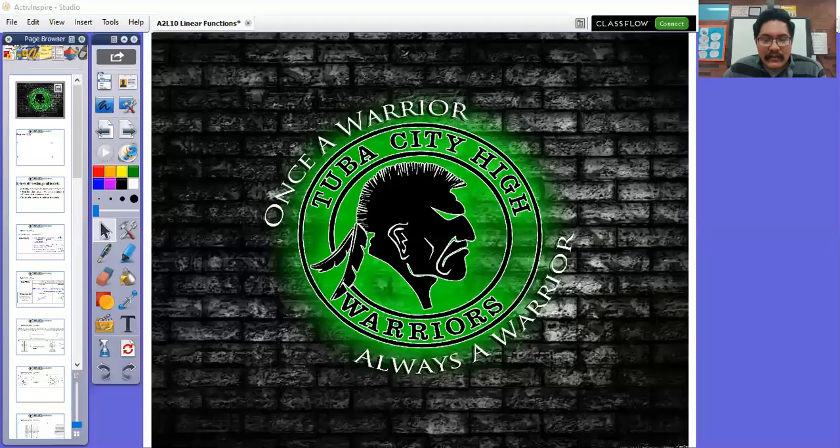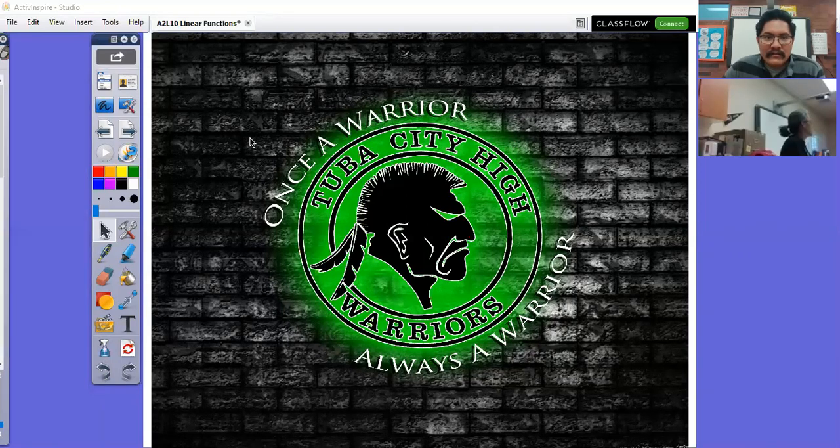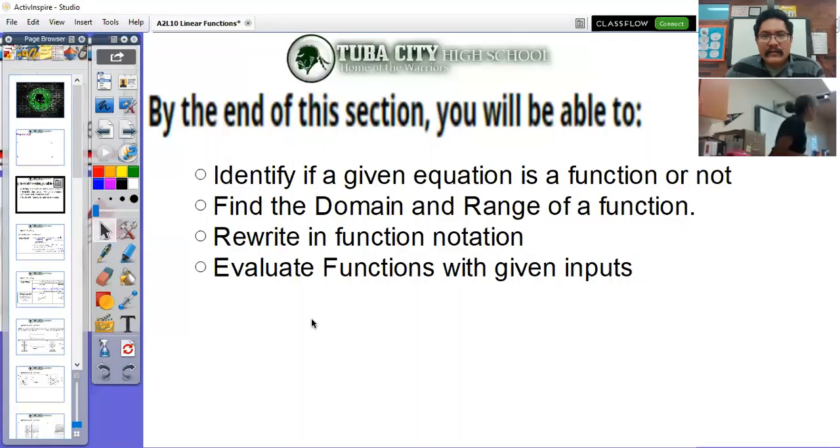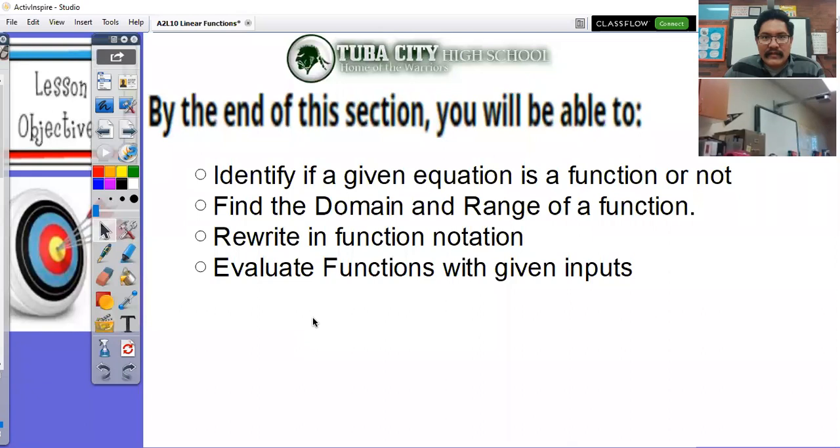Moving over to there. So we're gonna start the new unit on functions. So we'll start out with linear functions. So let me go ahead and go over to the, see that one here. So objectives for today. Identify if a given equation is a function or not. Find the domain and range of a function, rewrite function notation, and evaluate functions with given inputs.